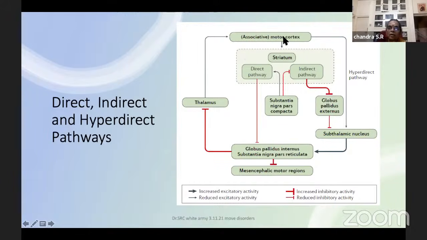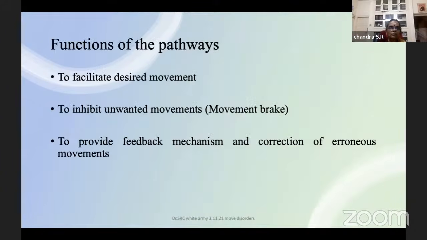Hyperdirect pathway is cortico, subthalamo-cortical. Because this picture is overlapping, I'm not able to show it clearly. So cortico, subthalamo-cortical is hyperdirect. Cortico, striato, pallido, where interna is the direct pathway. Cortico, striato, pallido, externa, subthalamic nucleus, then interna, pallidothalamo-cortical, that is the indirect pathway. Then the hyperdirect is cortico, subthalamo-cortical. So these are the 3 main links where all these structures which we see are connected functionally. I will tell this again.